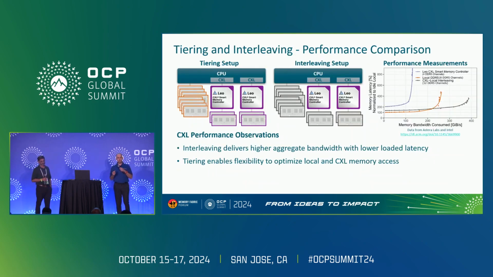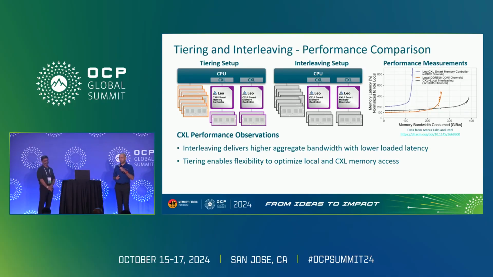Let's take a look at the different latency and bandwidth of tiering versus interleaving. In this case, really similar to the last one, in the tiering setup we have 8 local attached DIMMs, and on CXL we have 2 of the Astera Labs Leo smart memory controllers, each of which provides 2 DDR5 channels. On the right-hand side, you can see the interleaving setup, where we're interleaving all of these DIMMs together, whereas with the tiering setup, they're 2 separate NUMA nodes.